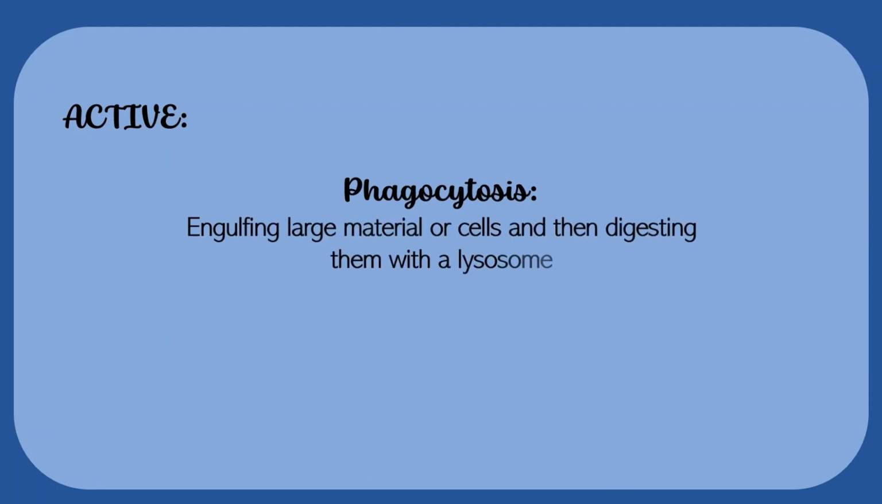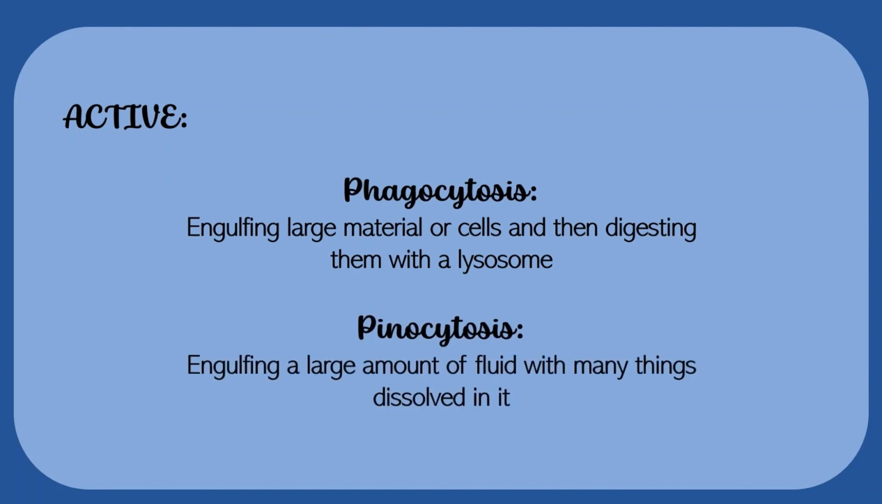There are two main types of endocytosis: phagocytosis, which is engulfing large material or cells and then digesting them with the lysosome. So you can think of it as food. Then there's pinocytosis, which is engulfing a large amount of fluid with many things dissolved in it, like water.